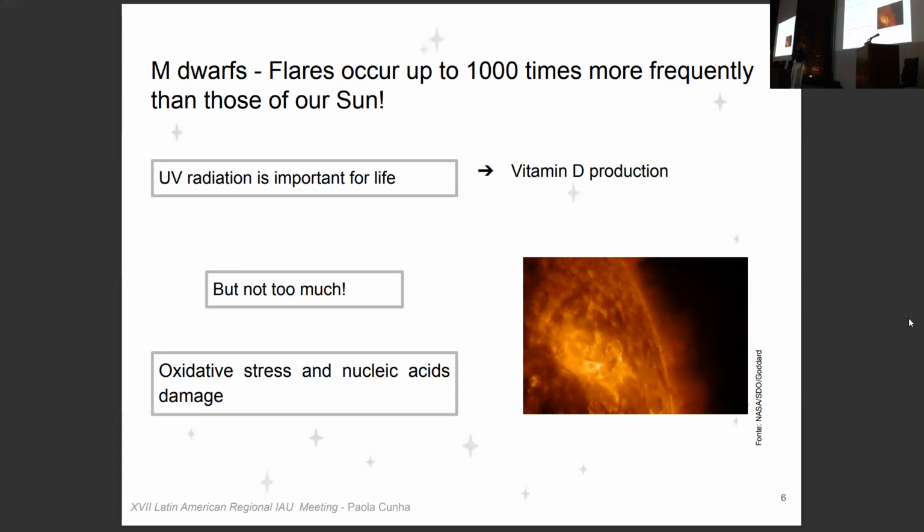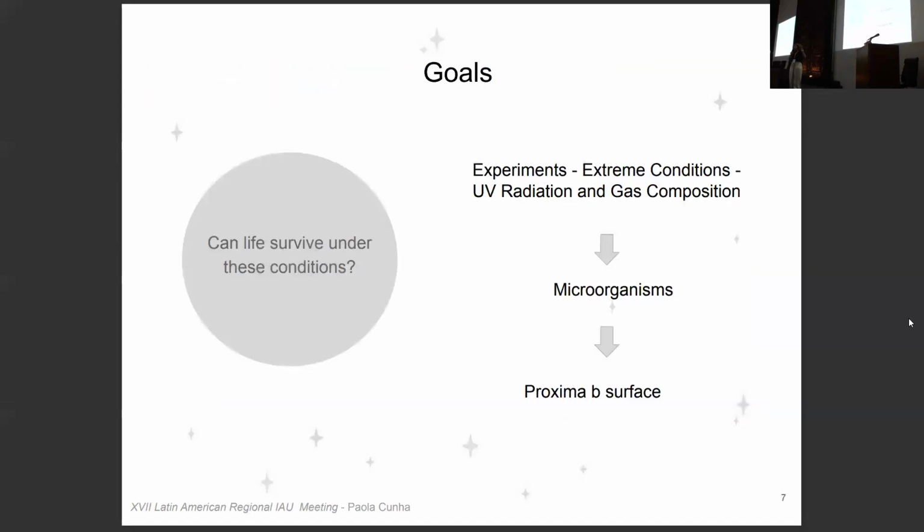In this event, the star emits a large amount of radiation, including UV radiation, and UV radiation can be important to life. For example, the vitamin D production in the human body, but excessive exposure can lead the cells to oxidative stress and nucleic acid damage. So considering all those features of flares of M dwarfs, we can ask the question: can life survive in these conditions?